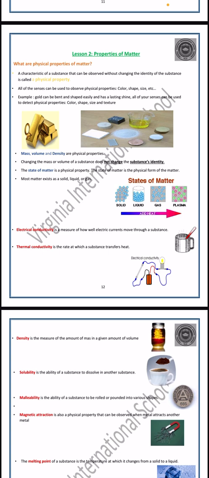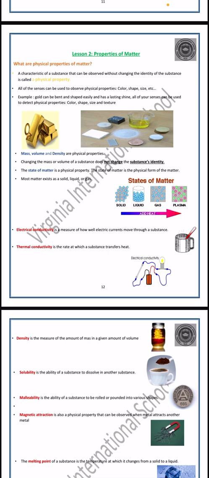If you can observe a property of matter through your senses, which means you can see it, touch it, or smell it, then it is a physical property and not a chemical property. So the mass is considered a physical property, and also the volume and the density, because all of these factors we can see them.